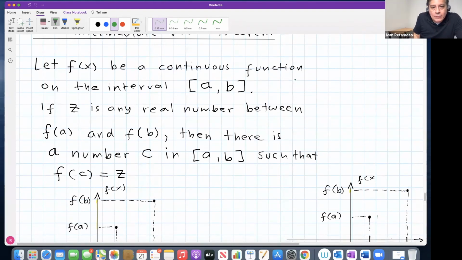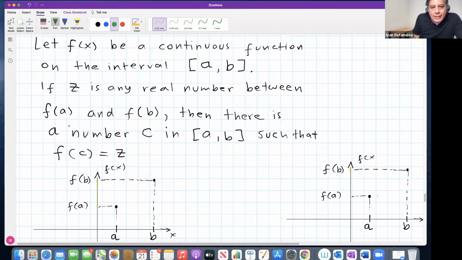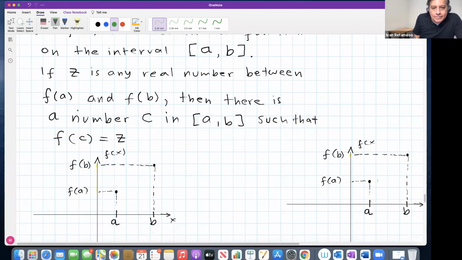Let f of x be a continuous function on an interval a comma b. If z is any real number between f of a and f of b, then there is a number c in a comma b such that the evaluation at c has to be equal to z.